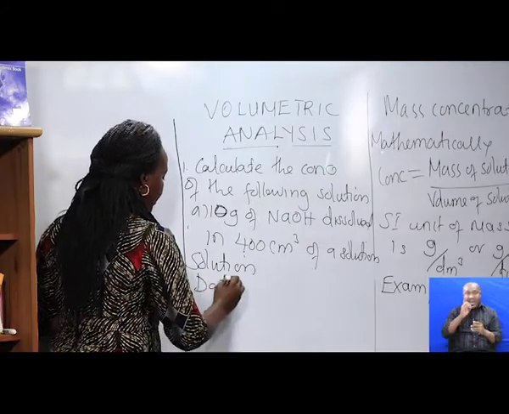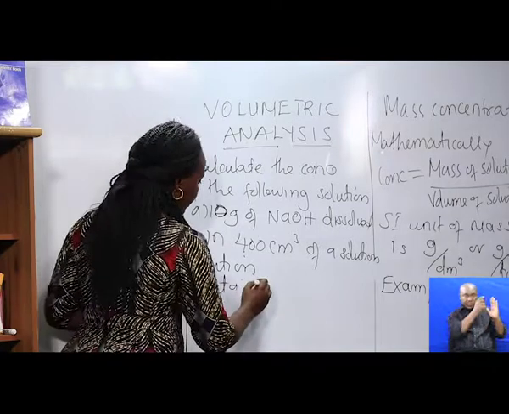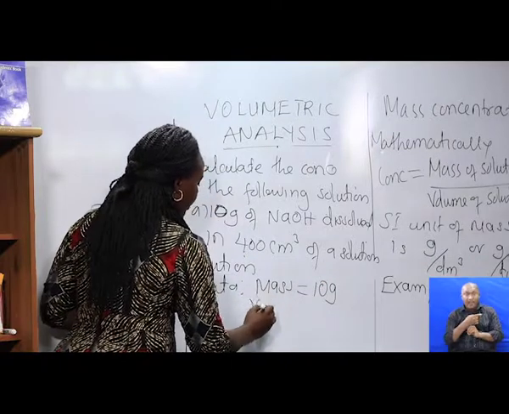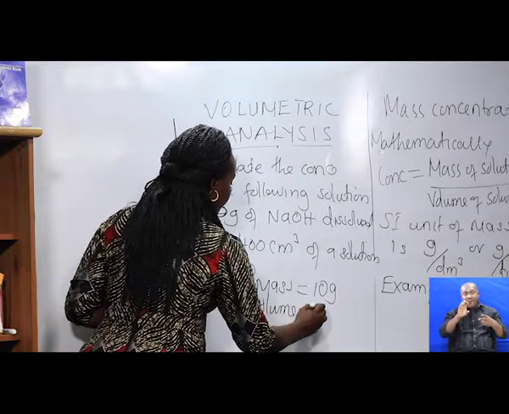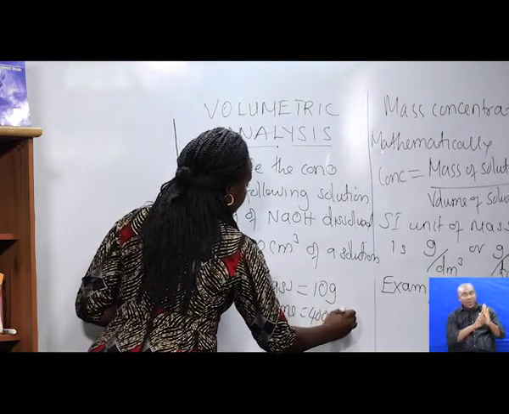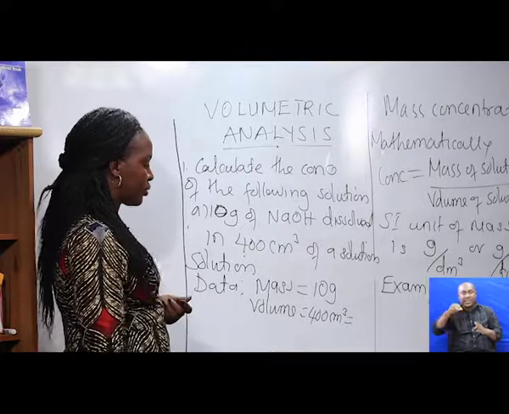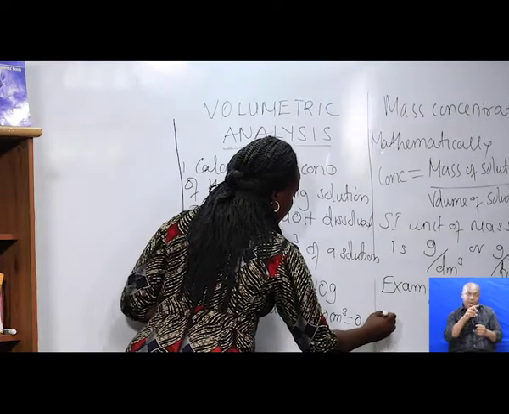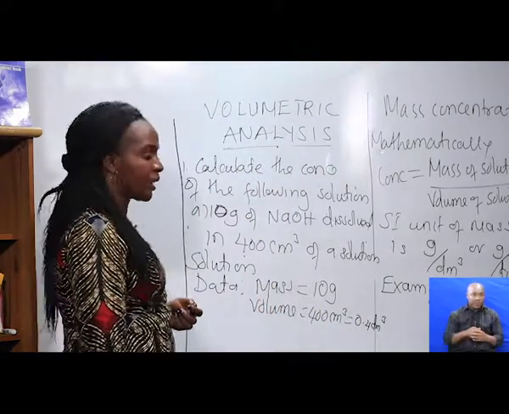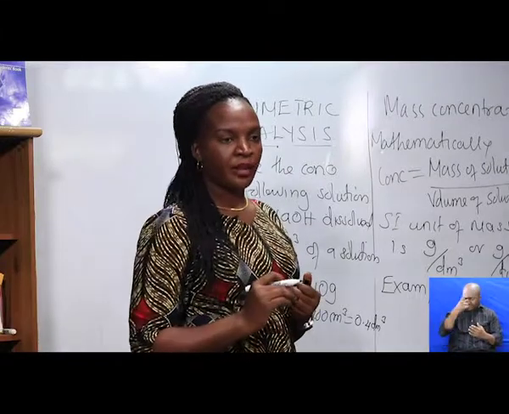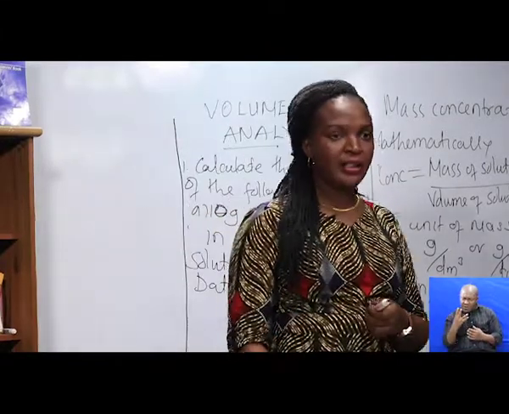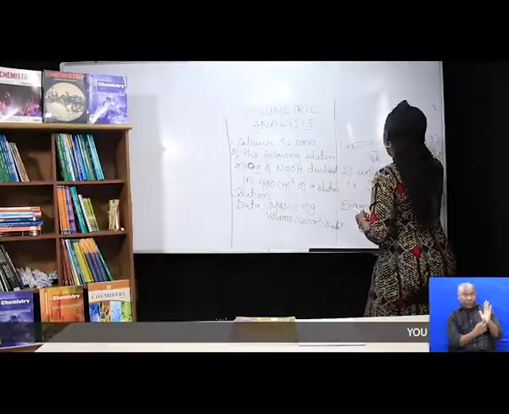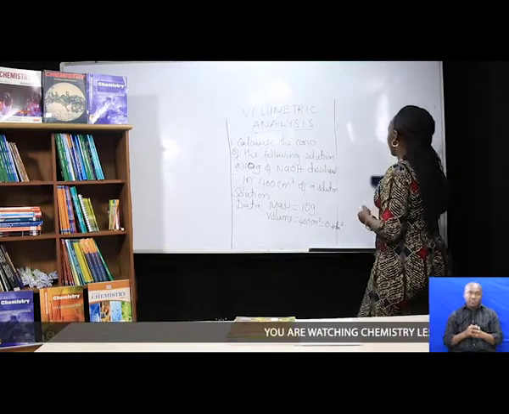Solution. Data given: we are given the mass as 10 grams, and the volume as 400 centimeter cubic. If you convert this into decimeter cubic, you are going to get 0.4 decimeter cubic. Some will ask themselves, where did 0.4 come from? This is how 0.4 is obtained.